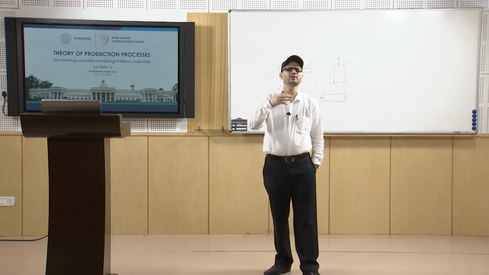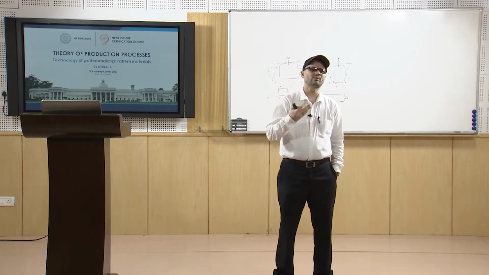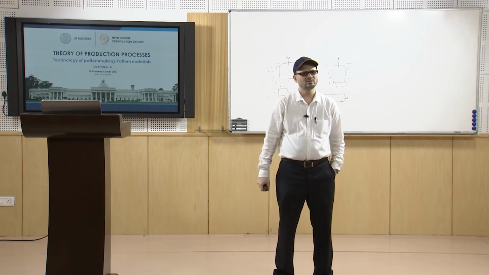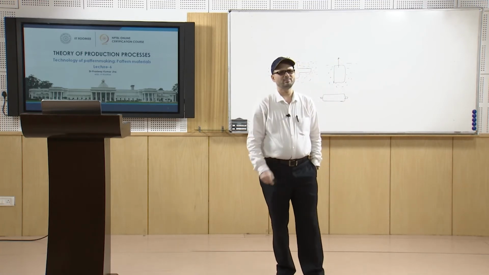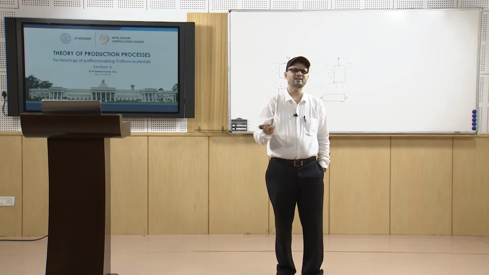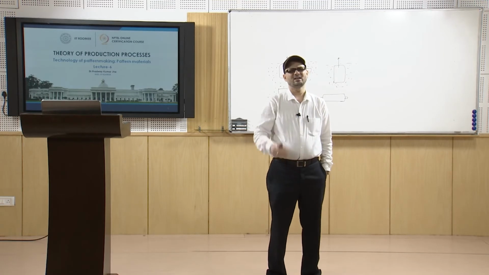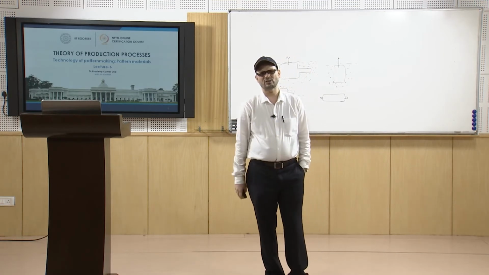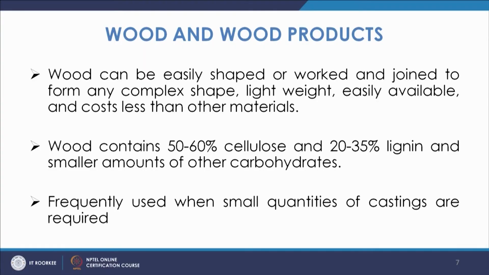Taking wood and wood products, we discussed that wood can be easily shaped or worked, it is light, it is easily available, and it is less costly than other materials. So, it is normally preferred. Wood has cellulose of 50 to 60% and 20 to 35% of lignin, and a small amount of other carbohydrates.